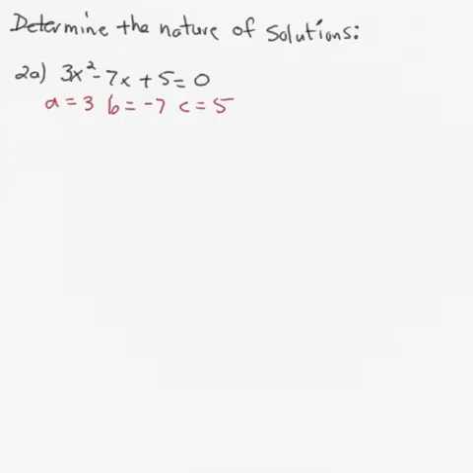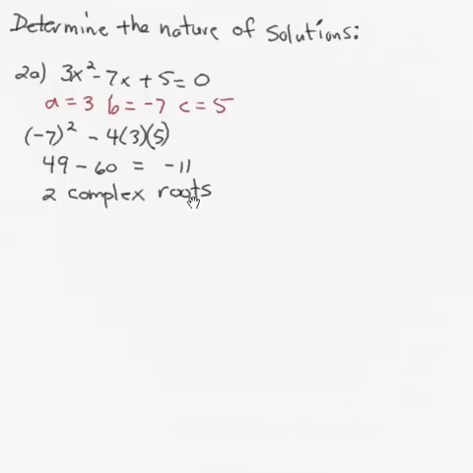A is 3, b is negative 7, c is 5. So b squared is negative 7 quantity squared minus 4 times a, which is 3, times c, which is 5. Negative 7 times negative 7 is 49, and we have 4 times 3 times 5, which is 60. And sometimes we don't really need to know what this number is, although our book's going to ask us that. I just know that 49 minus 60 is negative. In this case, it's negative 11. So since it's negative, we know that we're looking for 2 complex roots.